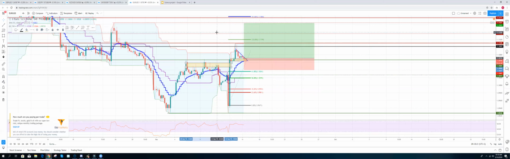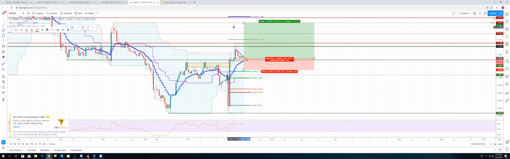So EURUSD buy entry is 1.10700. Oops. Entry 1.10700. TP is 1.11630. I like to circle it up. So that gives us a positive risk reward of 3. A stop loss at 1.10400.